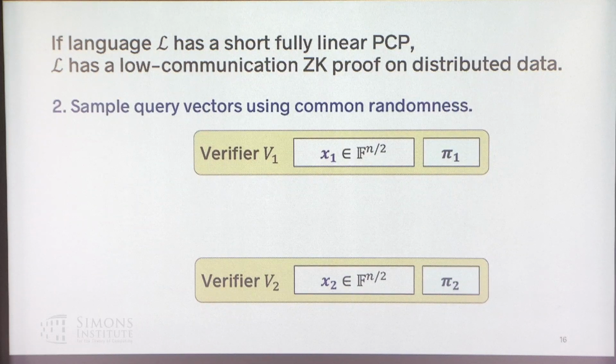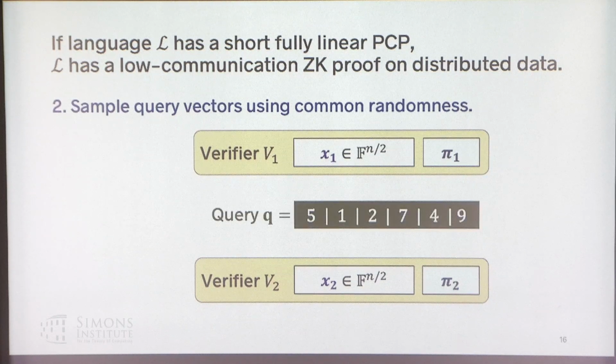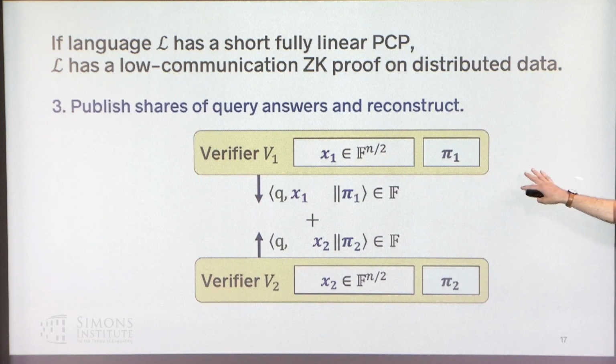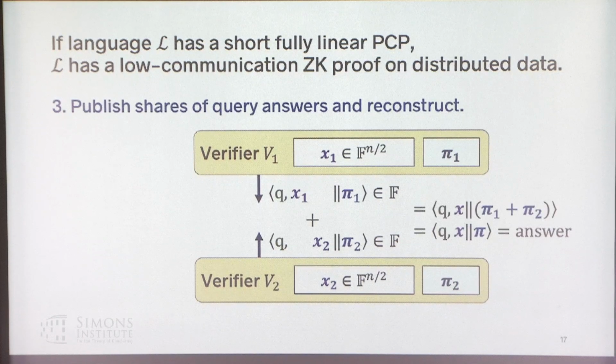So now the verifiers have a piece of the input, they have a piece of the proof, and they want to simulate the process of asking linear queries to the input and the proof oracle. So what they do is they use common randomness between themselves to sample a set of linear PCP queries. And then they can use the fact that we used a linear secret sharing scheme here to publish shares of the answer to this query that the proof oracle would have given. So this verifier takes the inner product of its query with its piece of the input and the proof, and this verifier does the same thing. And by adding up these two shares of the query answers, they can reconstruct the answer that the oracle would have given.